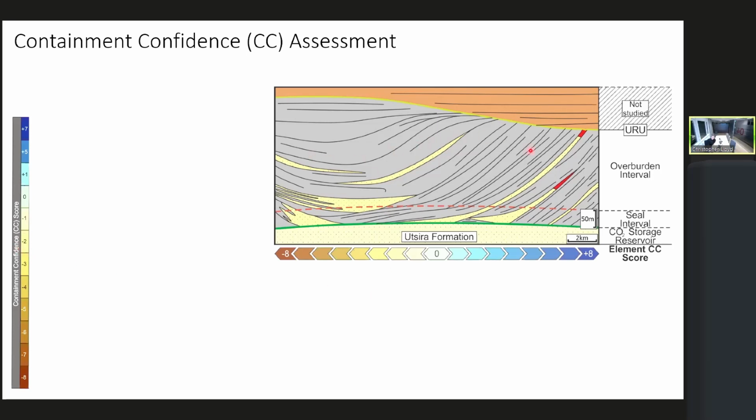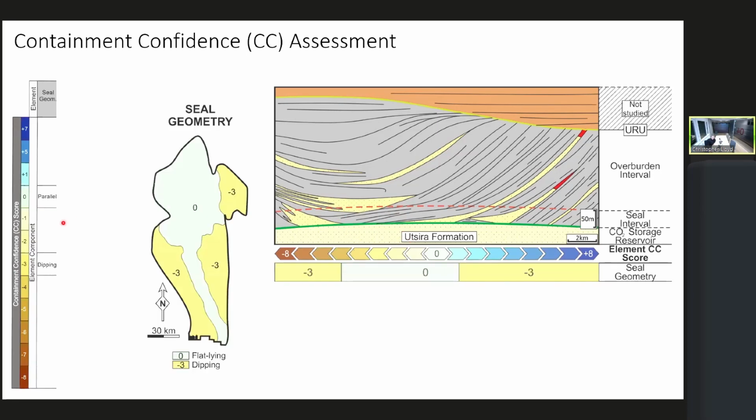I've brought back this schematic from near the start just to show how this would score relating to the different units that we use. The first thing we looked at was seal geometry. Where we have parallel stratigraphy in the seal interval, we assign a score of 0, i.e. we don't see it as good or bad for containment. But where we had dipping stratigraphy within the seal interval, that reduces our confidence in containment, so we score it at -3.